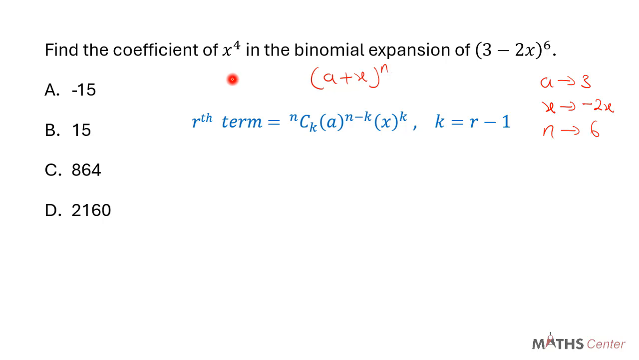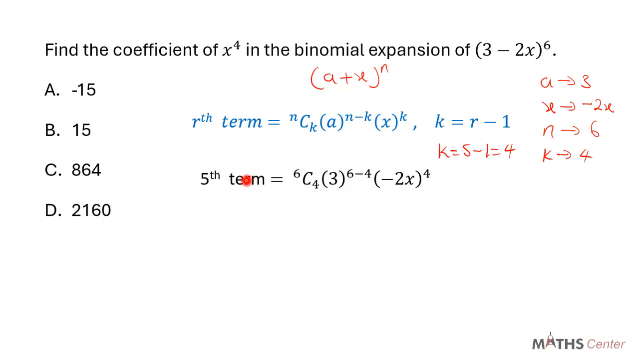So here we are looking for the fifth term, which means that r is 5. Now, if r is 5, then k, which is r minus 1, will be equal to 5 minus 1, which is 4. So k is 4. We can now substitute everything in the formula so that we'll be able to get the coefficient of the term that has x^4, which will be the fifth term.